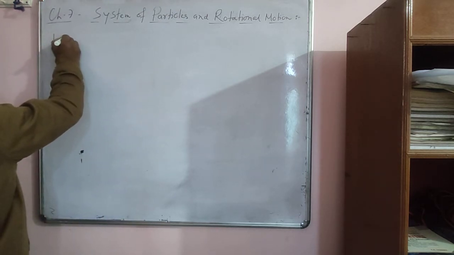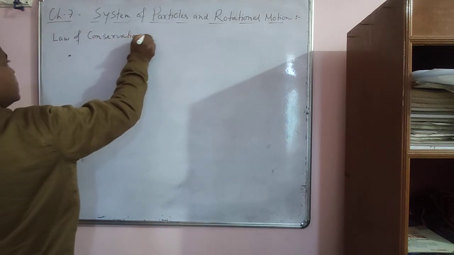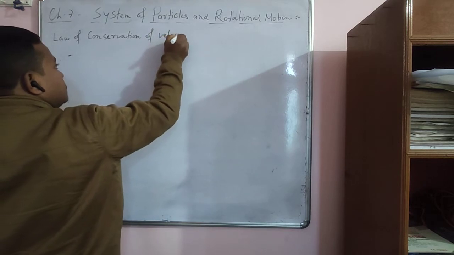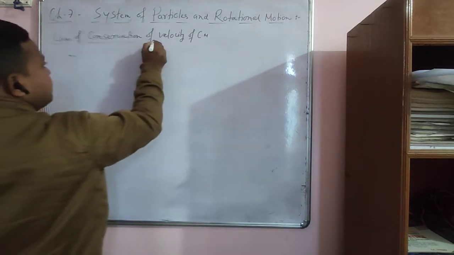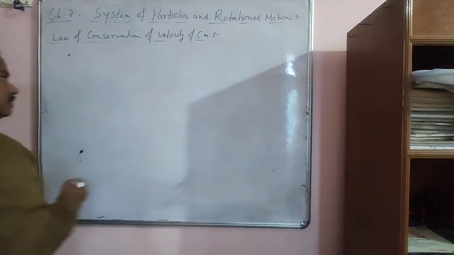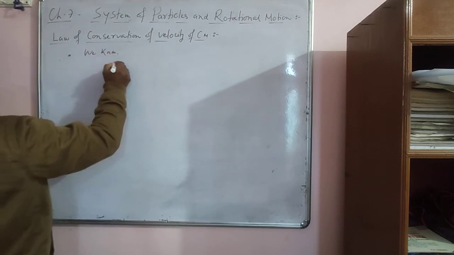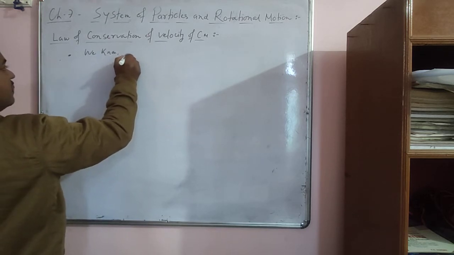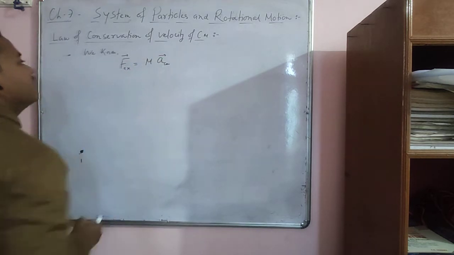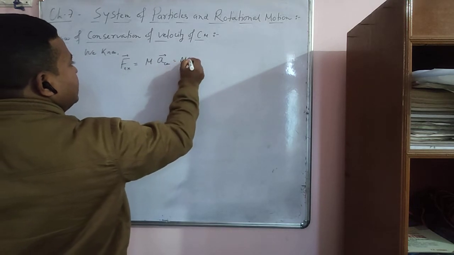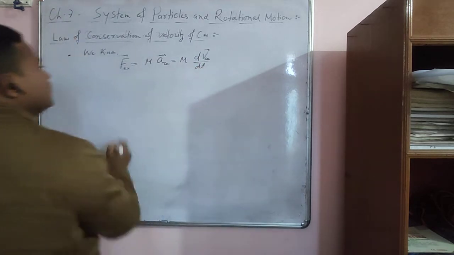Now law of conservation of velocity of center of mass. Okay. So from Newton's law you can write, F is equal to, so F is total external force. So suppose we apply at the center of mass, M, A center of mass. We know that F is equal to MA. Now here M, A you can write dV by dt. So dVcm by dt.